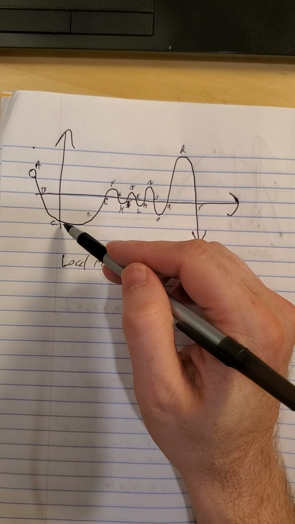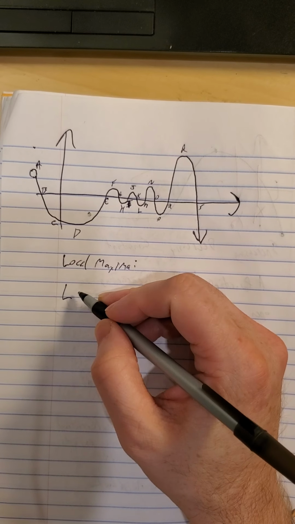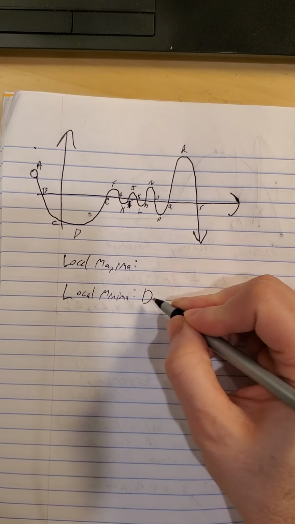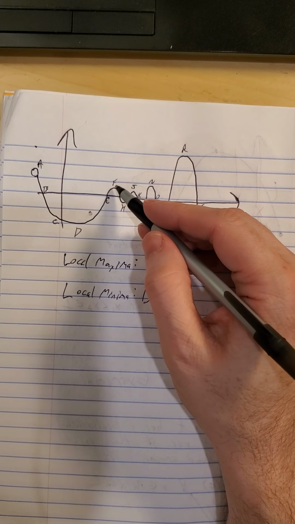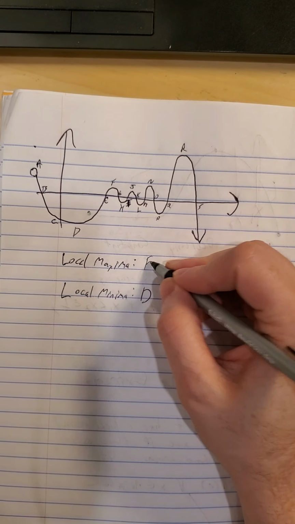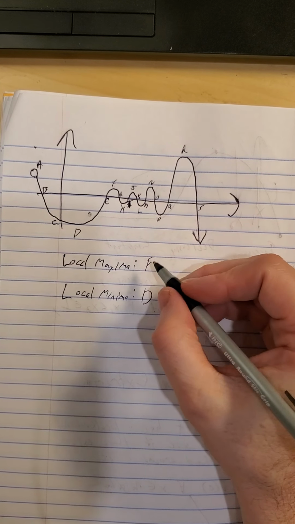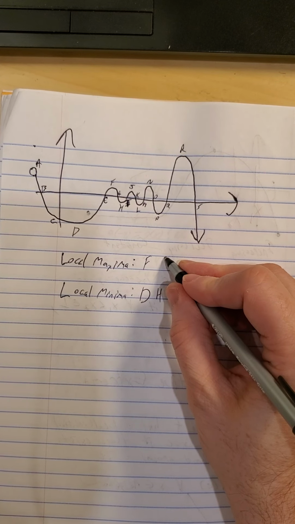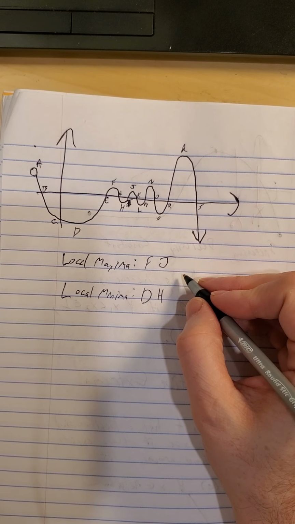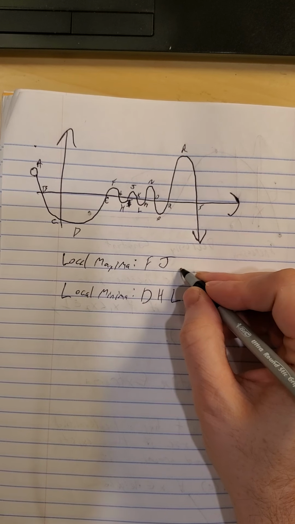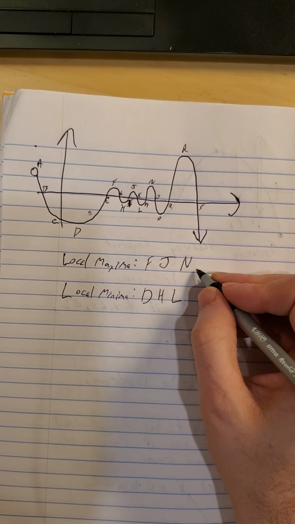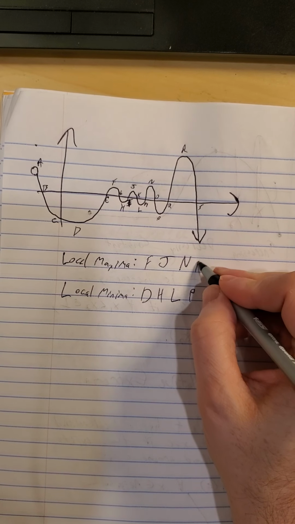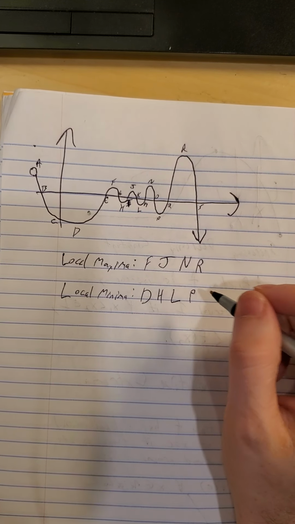B is just an intercept. C is just an intercept. D, we bottom out there and turn around. That sounds like it's one of our local minima. E, again, just an intercept. F is a peak, so that is one of our local maxima. G, another intercept. H, we bottom out there, so that's one of our local minima. I, again, just an intercept. J is a top point. L, a bottom point. N, a top point. P, a bottom point. R, a top point. S is neither, it's just an intercept.